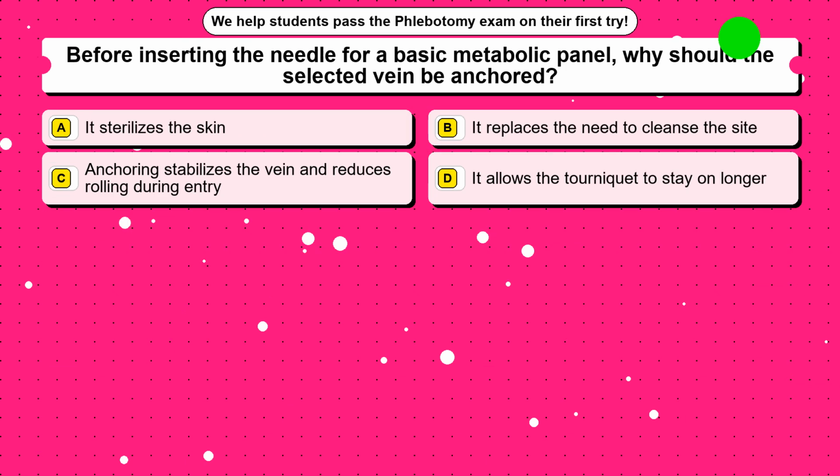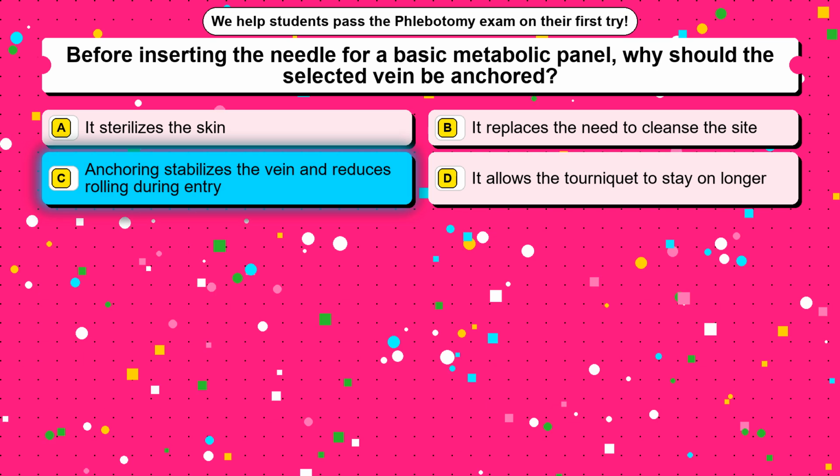Question 18. Before inserting the needle for a basic metabolic panel, why should the selected vein be anchored? Option A. It sterilizes the skin. Option B. It replaces the need to cleanse the site. Option C. Anchoring stabilizes the vein and reduces rolling during entry. Option D. It allows the tourniquet to stay on longer.